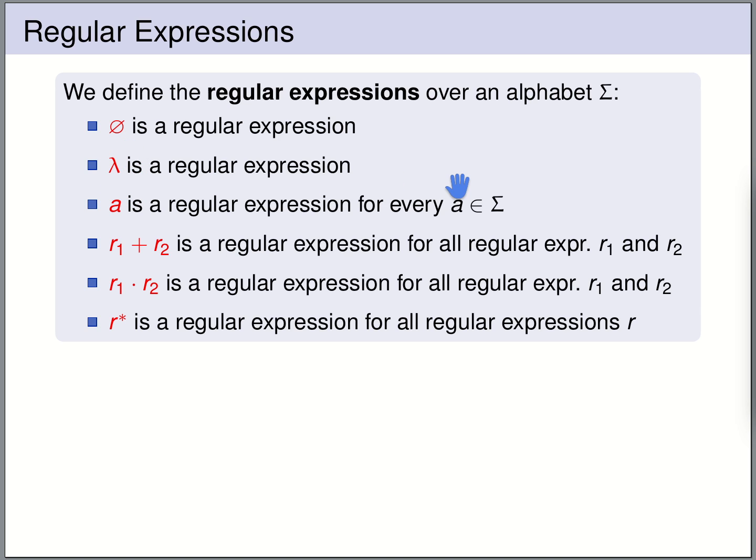For every letter a of our alphabet sigma, the letter a is a regular expression. If we have two regular expressions R1 and R2, then R1 plus R2 is a regular expression. R1 times R2 is a regular expression. And if you have a regular expression R, then also R star is a regular expression. Now, this is just syntax, but of course the syntax has a meaning, and this meaning is quite close to what the syntax suggests.